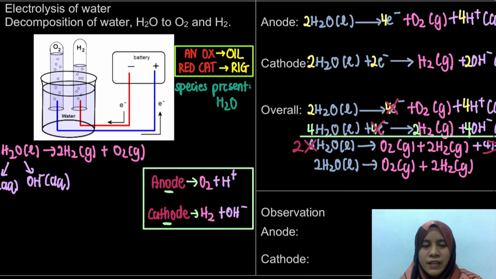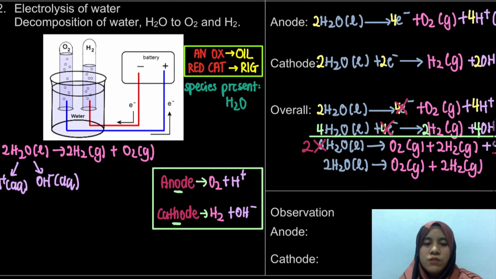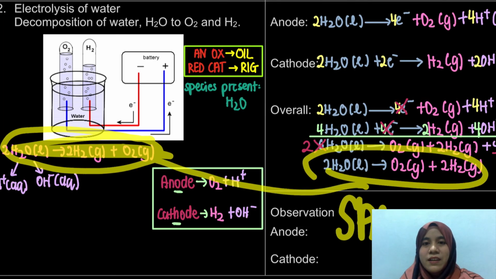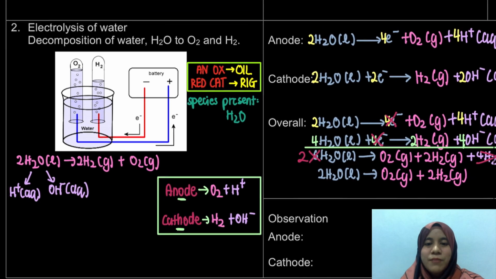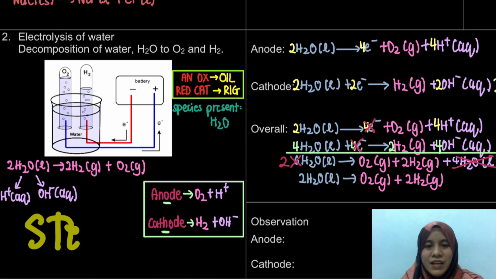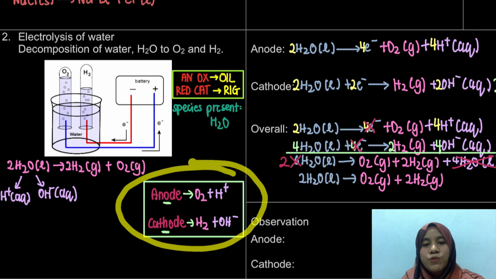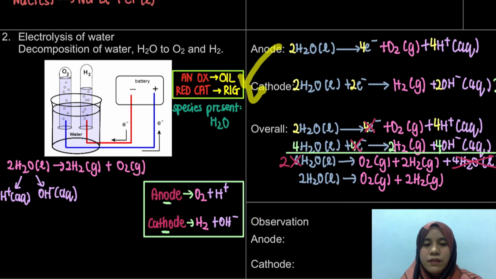Okay, so when we check it again at the start, the decomposition of water, H2O to O2, we get the same equation. There are quite a lot of steps for you to know to get the answer. But that is the steps. Okay, but then remember the product. That is the tricky part.